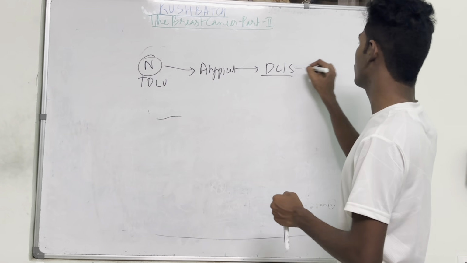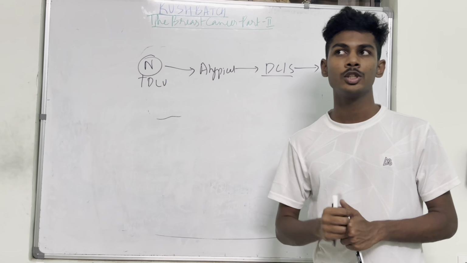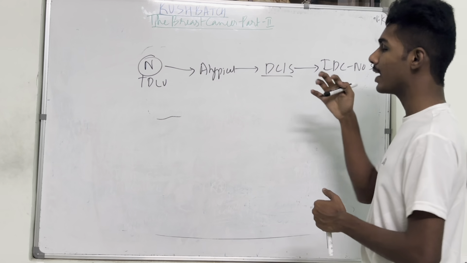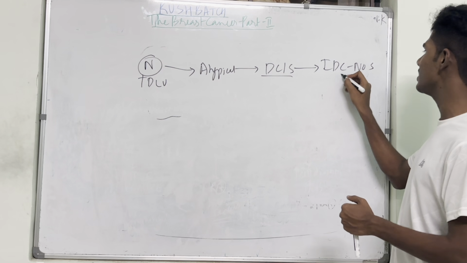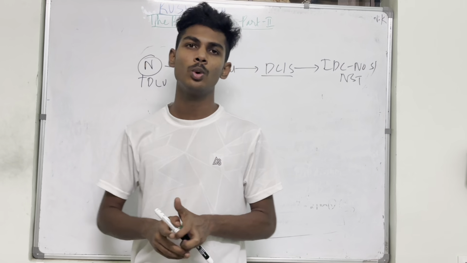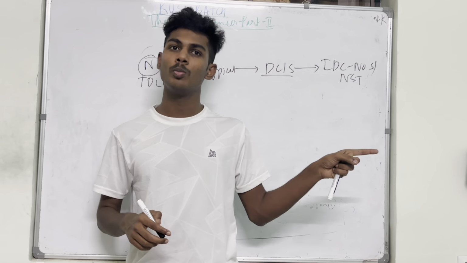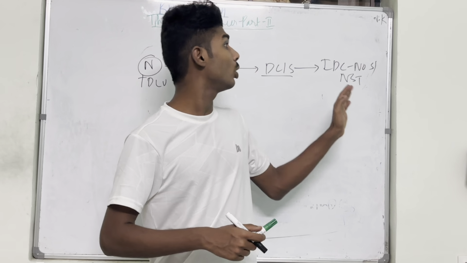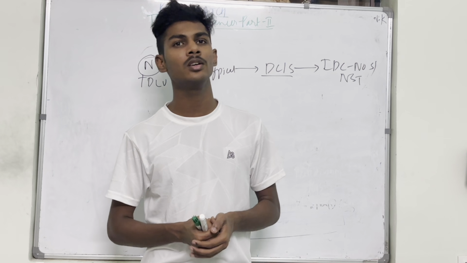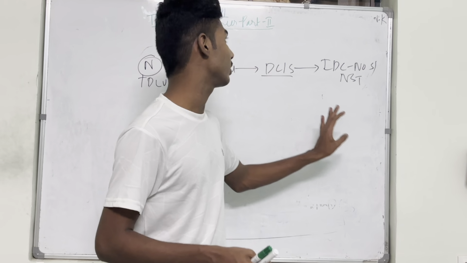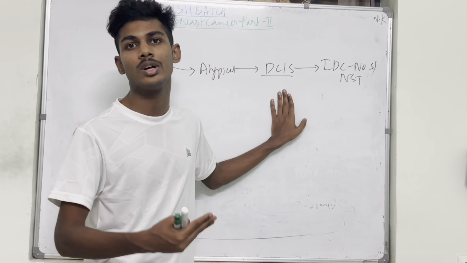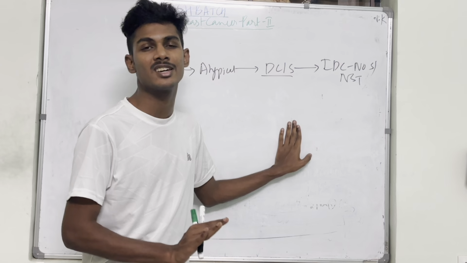After DCIS it can show me 2 outcomes. One is IDC NOS. Do you know what is IDC NOS? Sometimes they call it IDC NST also. In your Robbins it is written as NST. IDC NOS means invasive ductal carcinoma of no special type, or not otherwise specified. We will first see why they are calling it like that. Coming up we will see that. So we have talked about DCIS. You will ask what it is, and I will be explaining shortly.